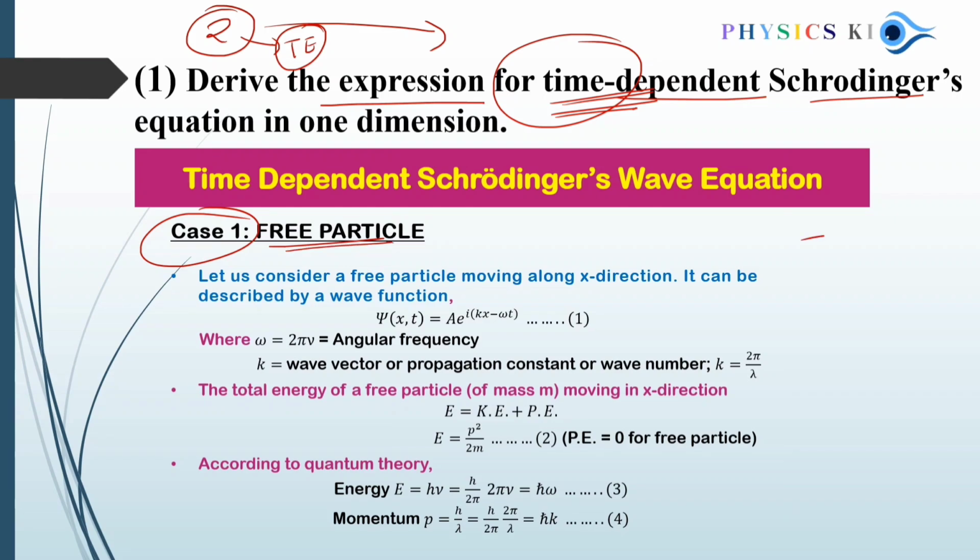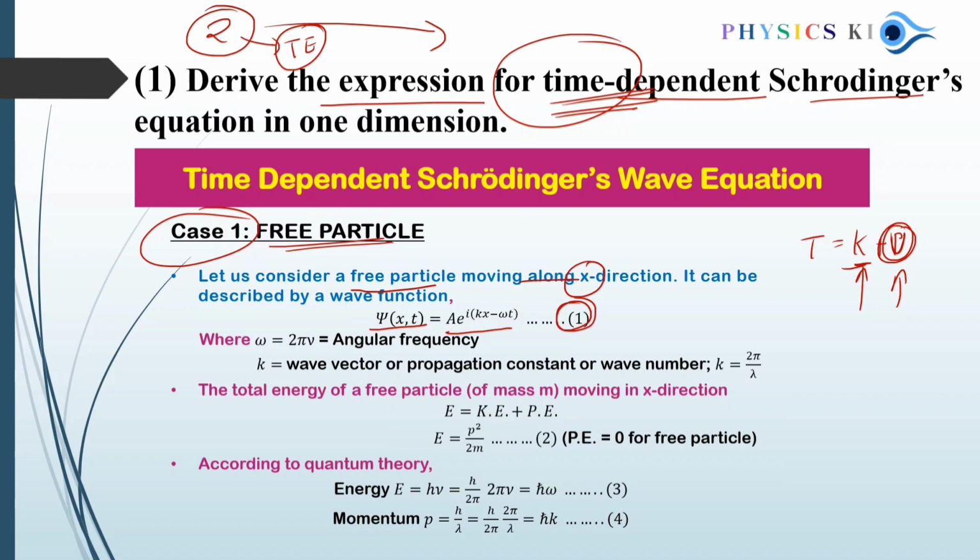Everybody knows the total energy is kinetic energy plus potential energy. So there is no potential, only kinetic energy. That means the particle is free. First of all, start with the wave function of the free particle moving along the x-axis, and we can just assume psi of x,t is equal to A e to the power i(kx minus omega t).